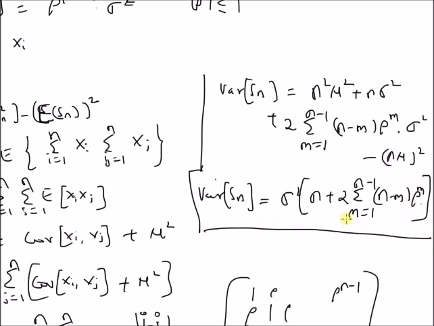So this is the final result. That is, the variance of the sum is equal to the variance of the individual random variable multiplied by this sum.